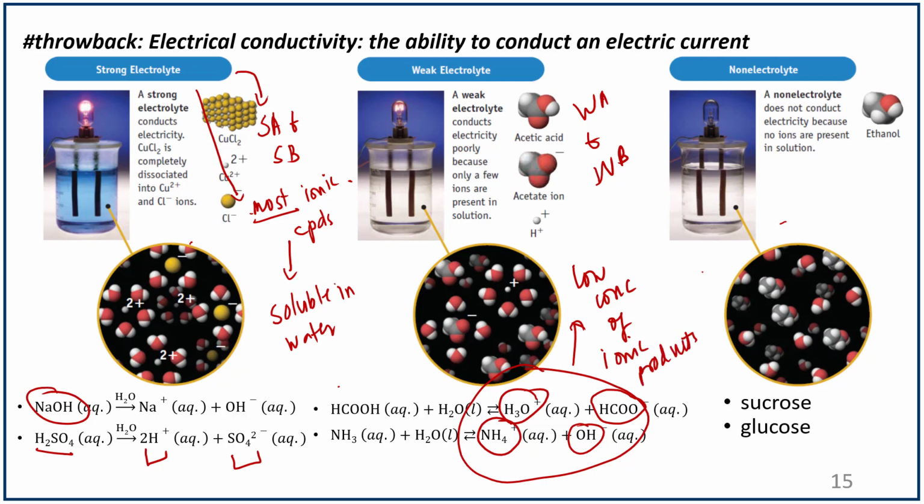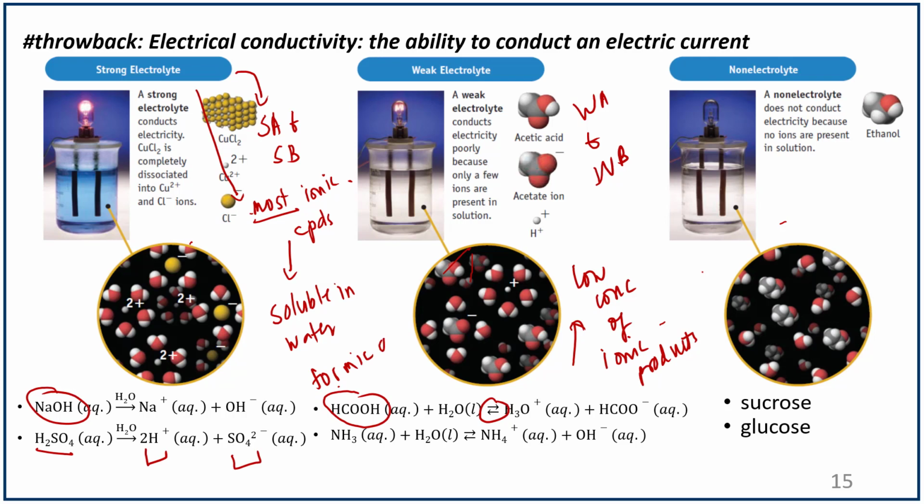That's also why there's an equilibrium arrow here, which just means that both of these reactions actually proceed. However, since these are weak electrolytes, let's say for example this is formic acid. Intact formic acid has a higher concentration than hydronium and formate ions. The same thing with ammonia. Ammonia has a higher concentration than ammonium and hydroxide ions.